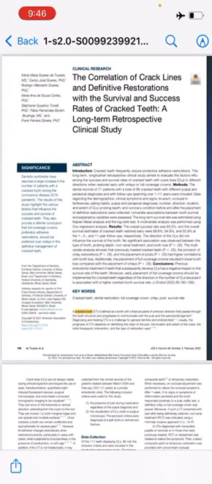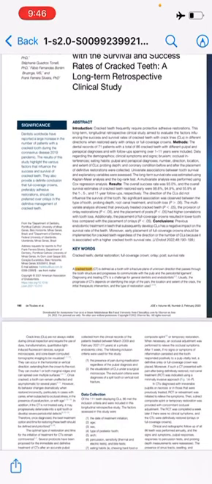Titled "The Correlation of Cracked Line and Definitive Restoration with the Survival and Success Rate of Cracked Teeth." It's a longitudinal retrospective clinical study. Briefly, a cracked tooth is defined as a tooth with a fractured plane of unknown direction that passes through the tooth structure and progresses to communicate with the pulp and periodontal ligament. Diagnosing and treating cracked teeth is a challenge for the general dentist and endodontist.